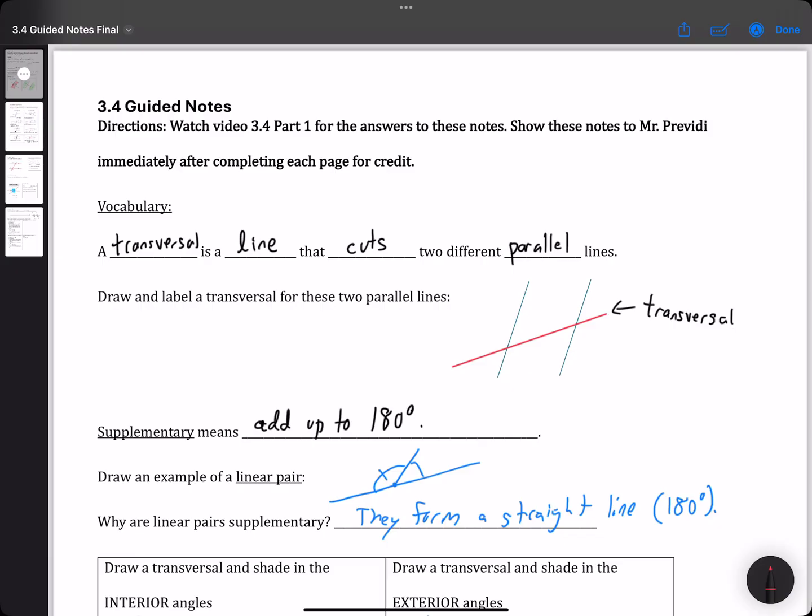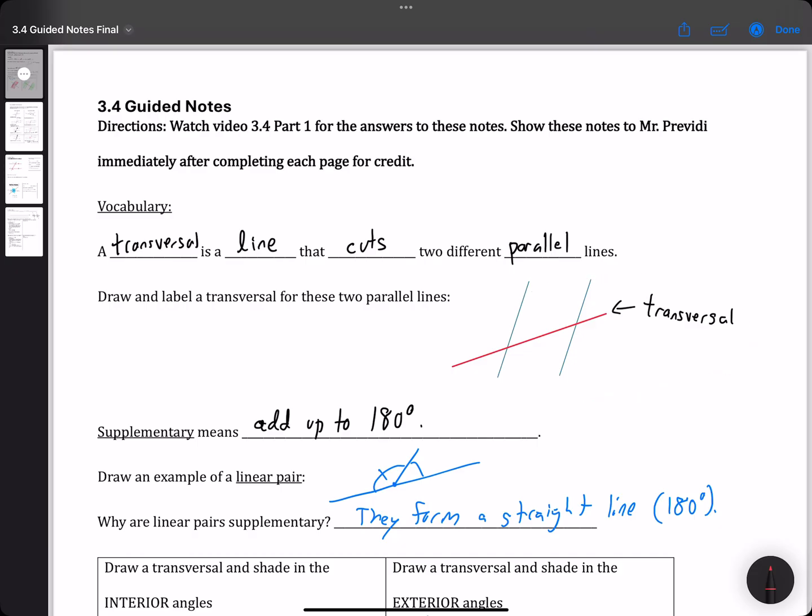It says a transversal is a line that cuts two different parallel lines. So here's an example of such a thing. You've got two parallel lines and you cut them with a transversal. You should be drawing that in your guided notes. You should be drawing your transversal and labeling it as such.